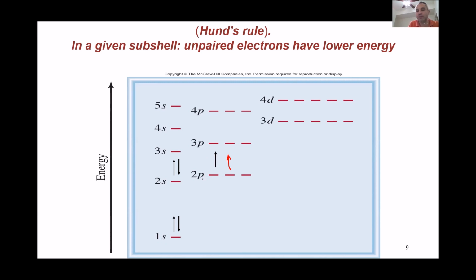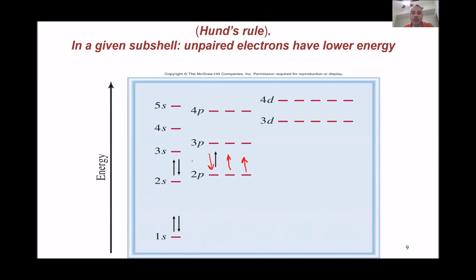And if you have to put a second one, it's going to be basically unpaired in the next orbital till you have no choice. If you have to add the fourth one, you will have to pair it up with one of the already existing ones because you have no choice. So that rule is going to work only if you have an empty orbital where you can put your electron in an unpaired situation.